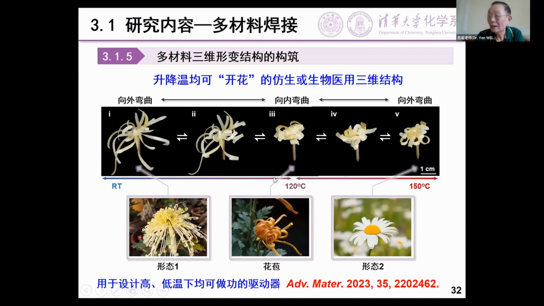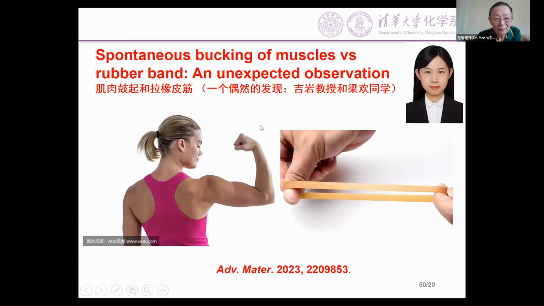Recently, we can make it again. That's our student made all kinds of funny shapes, flower, everything. Well, this I have to talk about. This is Dr. Liang, just graduated, PhD.